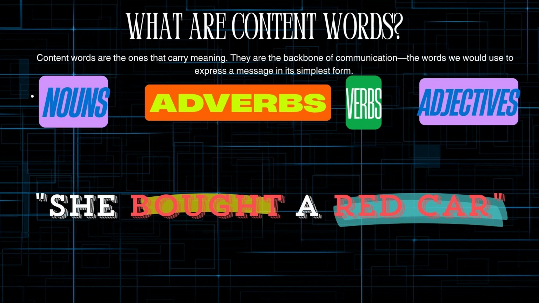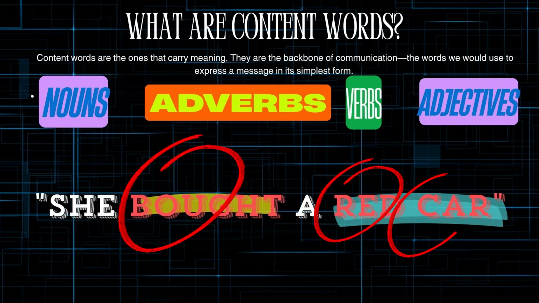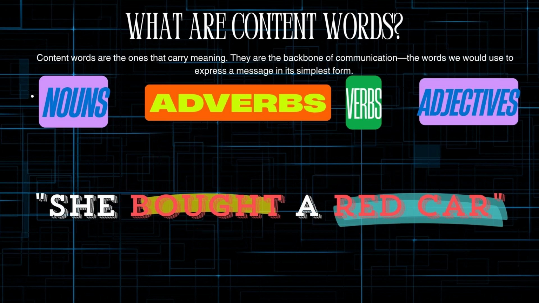For example, in the sentence, "She bought a red car," the content words are bought, red, and car. If you think about it, even if we remove the small grammatical words and just say, "bought red car," the meaning remains clear. That's because content words are the meaning carriers of the sentence. They can be easily defined in a dictionary, and they usually have direct translation equivalents in other languages.